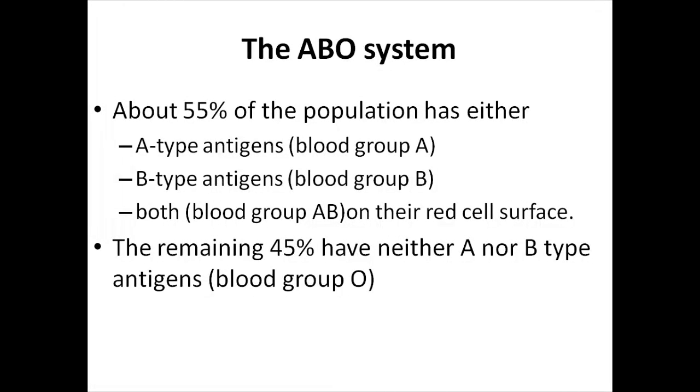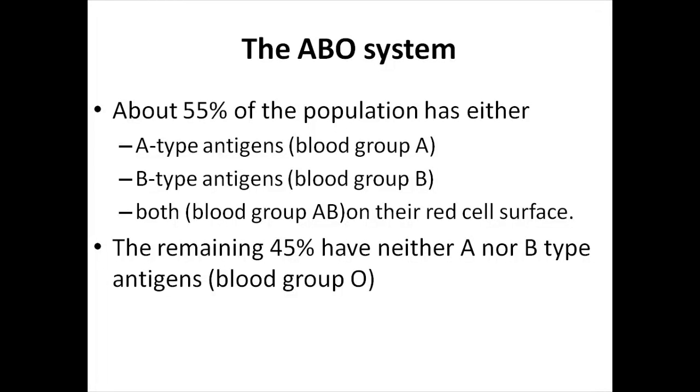So this antigen system, starting with the ABO system, about 55% of the population are either type A antigen, type B antigen, or both. And the remaining have neither A nor B type antigen, that is group O.